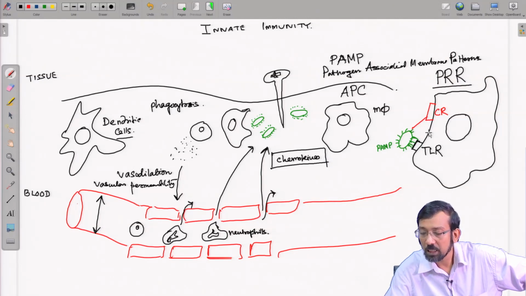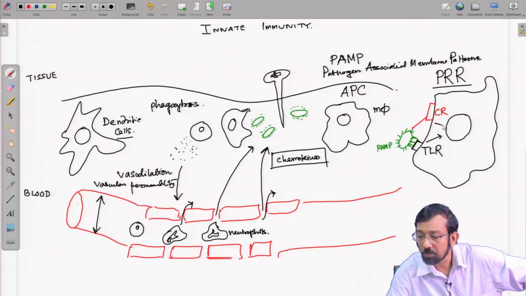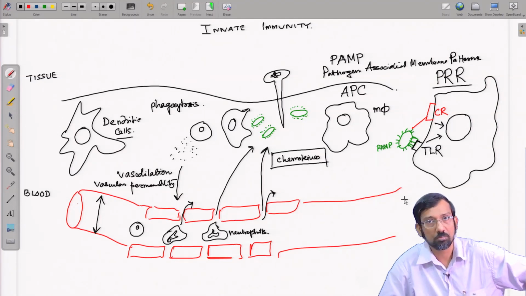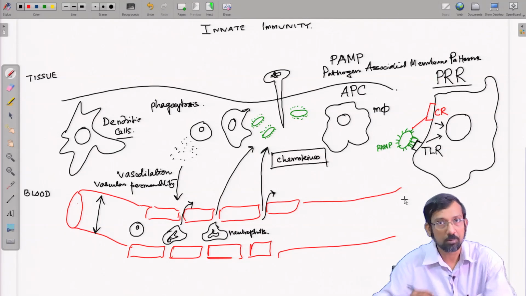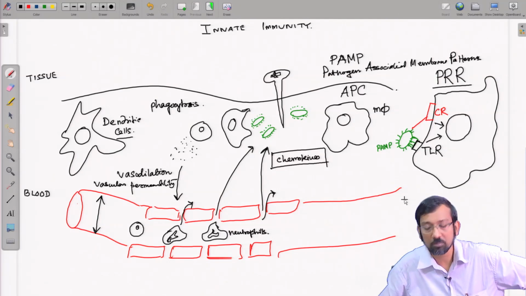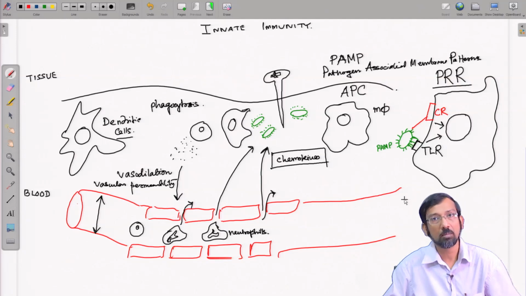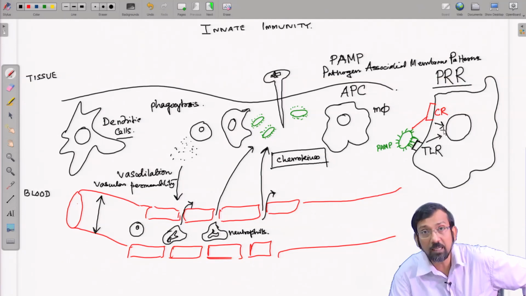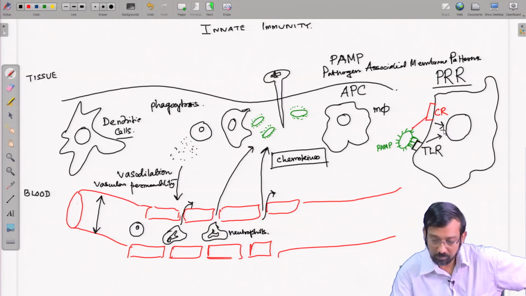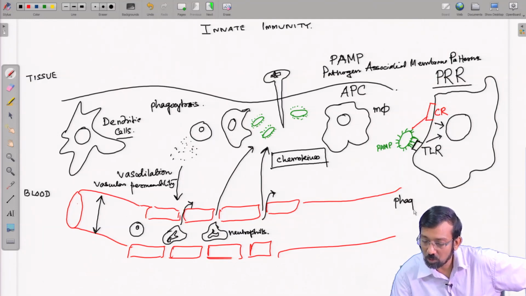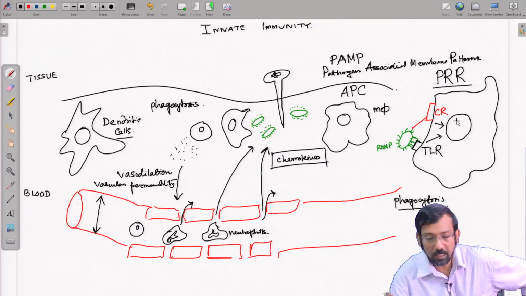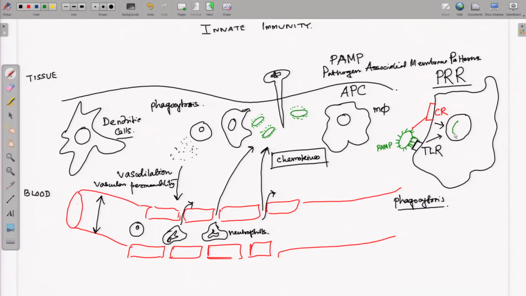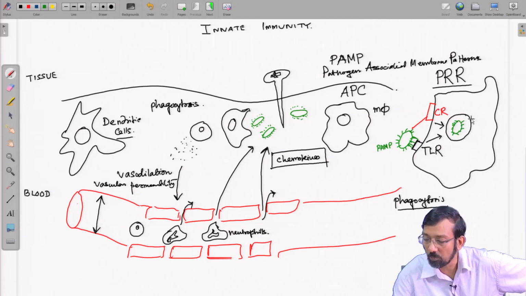Now, what happens? There is a process called endocytosis. Now it eats up the foreign pathogen or the foreign bacteria. It is being eaten up by the macrophage, and it is being internalized. Then the process is called phagocytosis, and the bacteria is then internalized, and this is called a phagosome. What is formed is called a phagosome.